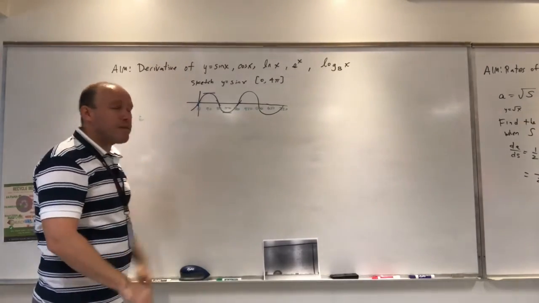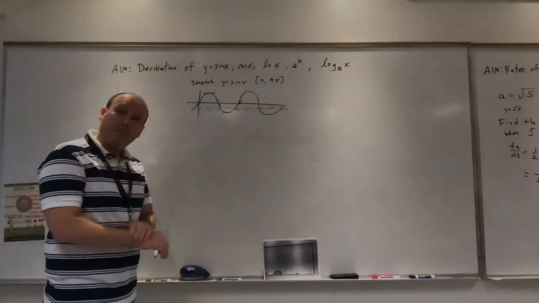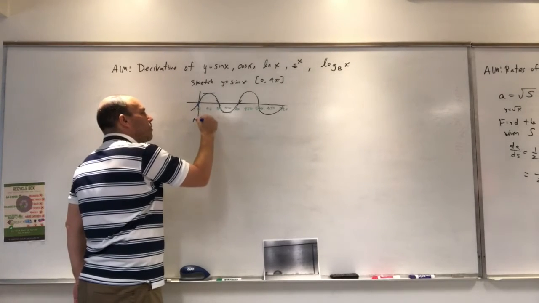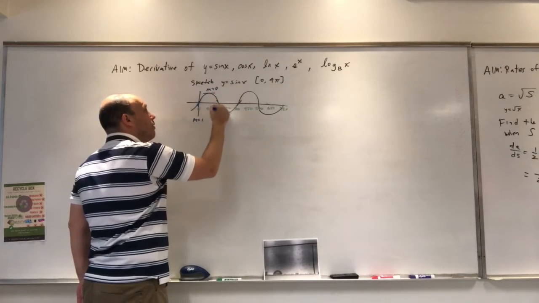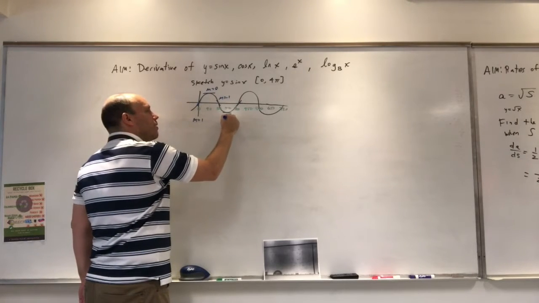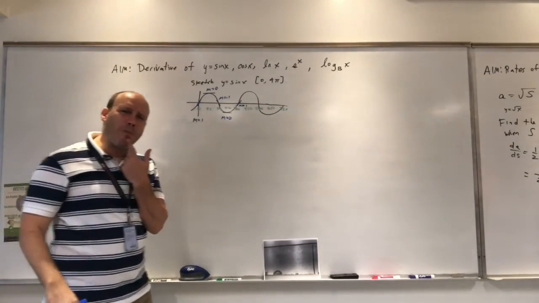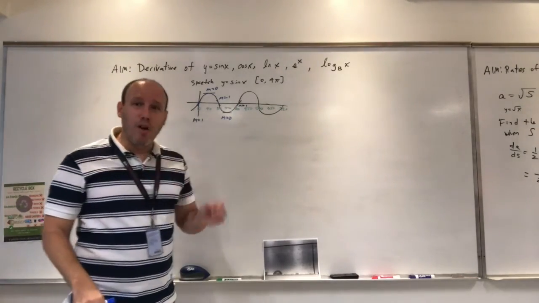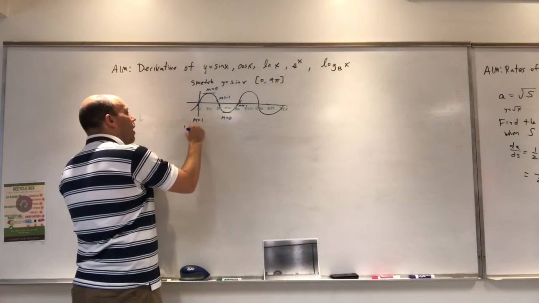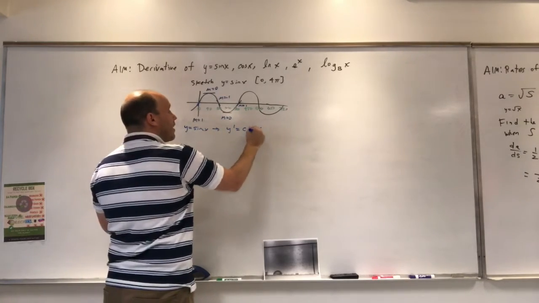What do you think the slope is? I'll give you a second. What do you think? Once again, it's a sketch. Okay, welcome back. The slope here is 1. The slope here is 0. The slope here is -1. The slope here is 0, and the slope here is 1. Where have I seen that pattern before? That's right, it's cosine. So it turns out that if y equals sine of x, the derivative is cosine of x. That's kind of cool.